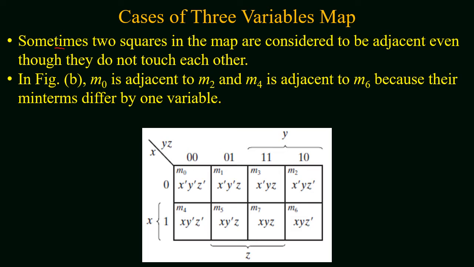Sometimes in a three variable kmap, two squares are considered to be adjacent even though they do not touch each other. Like in the given figure, if you consider m0 and m2, and we have another pair of m4 and m6. Both pairs are considered to be adjacent though they directly do not touch each other.